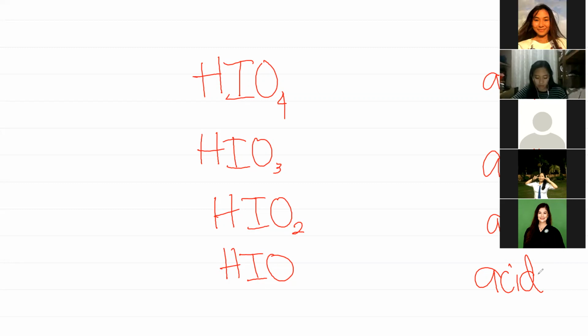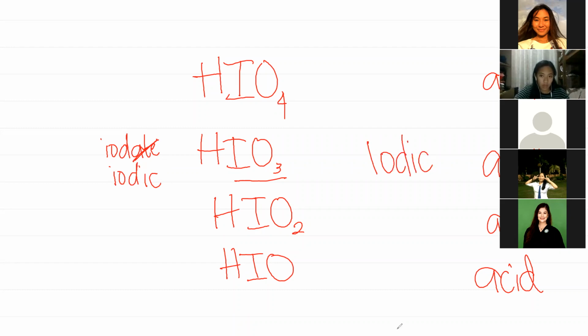So, alin dyan ang anong class? Nag-end sa -ate. IO4, 3, 2, or 1? IO3, ma'am. So, IO3 ang tinatawag natin na iodate. So, para maging acid siya, labas mo yan. And then, ano yung magiging ending ng name niya instead of -ate? -ic po. So, this is iodic. This is called iodic acid.